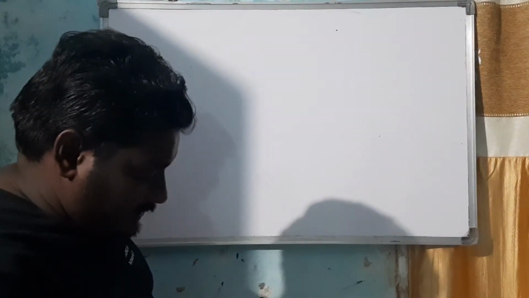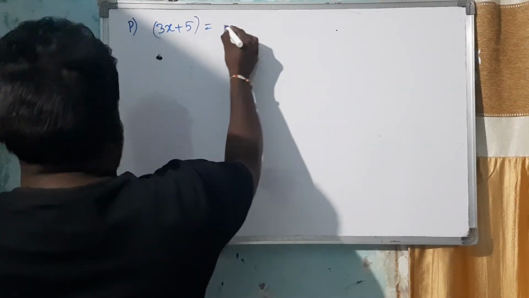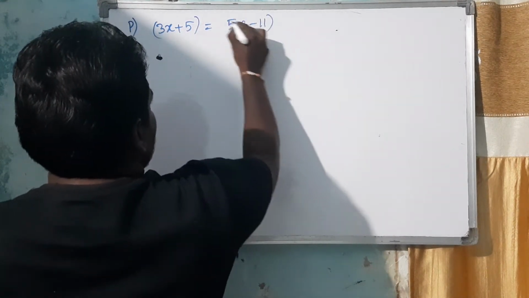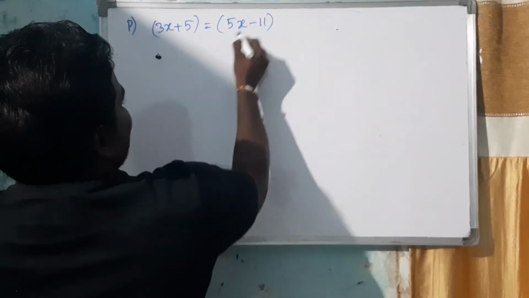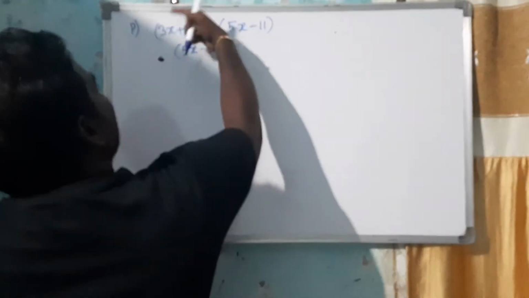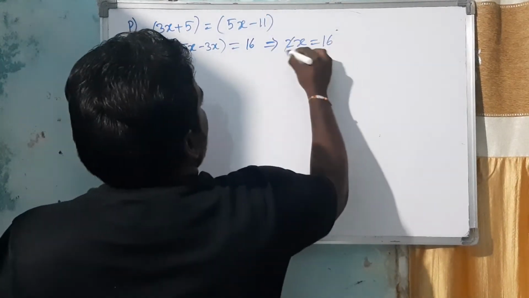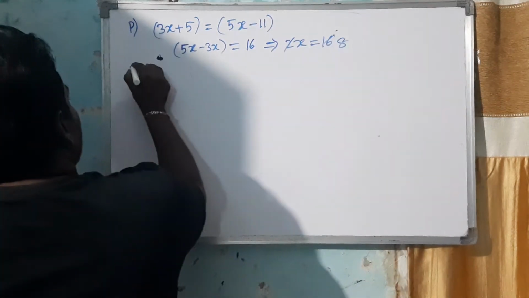Let me take this equation. Problem: 3x plus 5 equal to 5x minus 11. Directly transform this 3x to this side: 5x minus 3x. Transform this 11 to this side. This is easy. 5x minus 3x is 2x. 2x is equal to 16. x equal to 8. Directly. Straight cancellation, cross multiplication technique. Next problem.